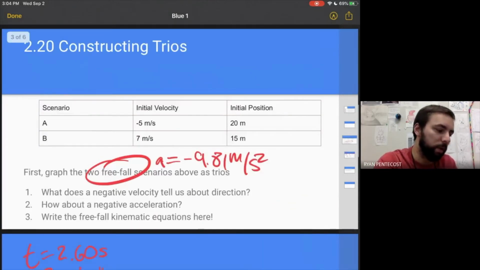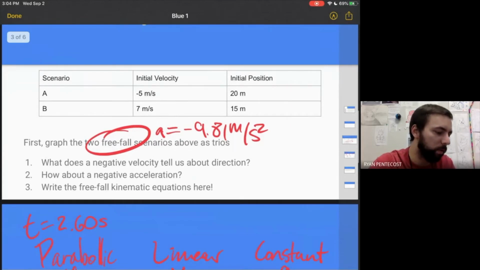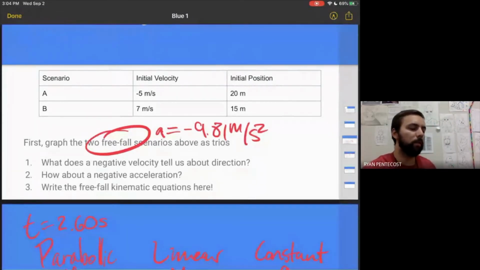Okay, so first we graphed the two free fall scenarios above as trios. So what does a negative velocity tell us about direction? Well, negative velocity is traditionally defined as going left, going backwards, or in the y direction going down. So our initial velocity being negative in scenario A, we knew it was free fall. We made the assumption that it was purely in the y direction, so we knew that the velocity was going down.